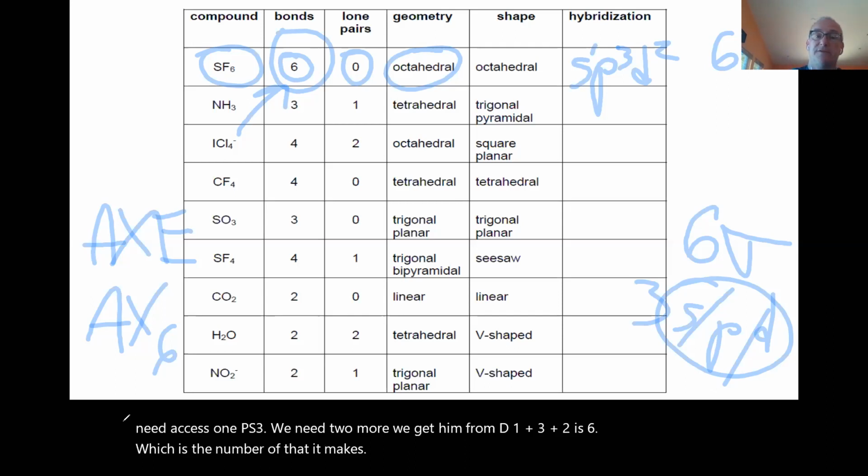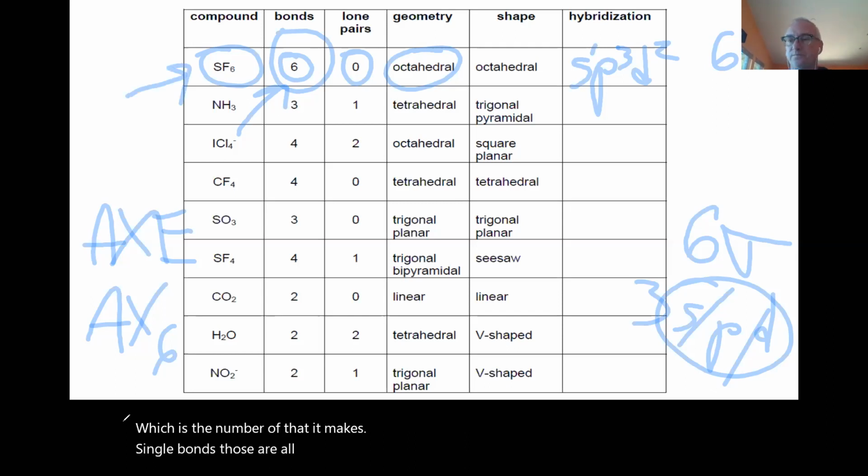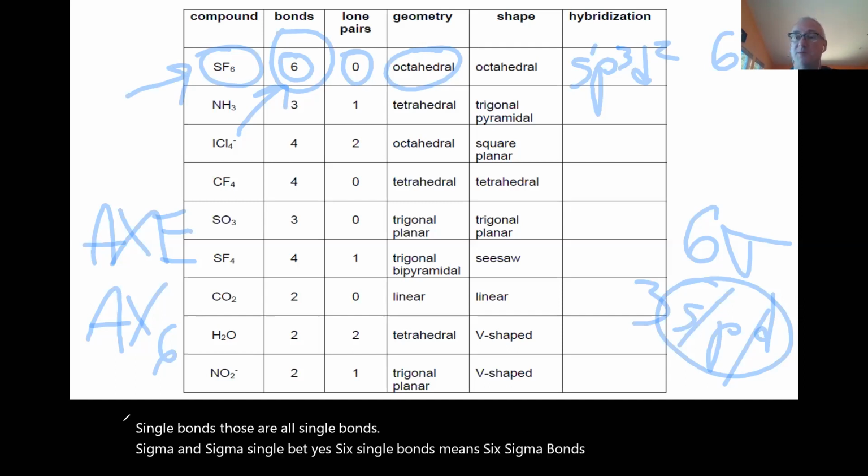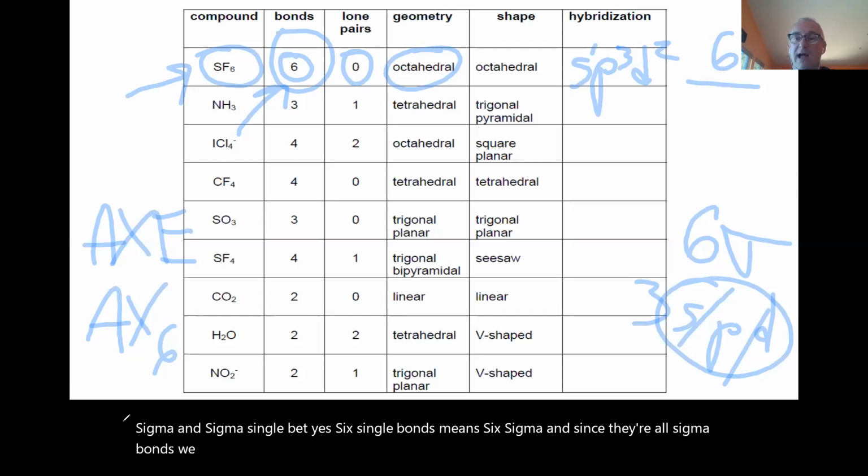Those are all single bonds. Sigma and sigma, single. Yes, 6 single bonds means 6 sigma bonds. And since they're all sigma bonds, we need 6 hybridized orbitals to make them.